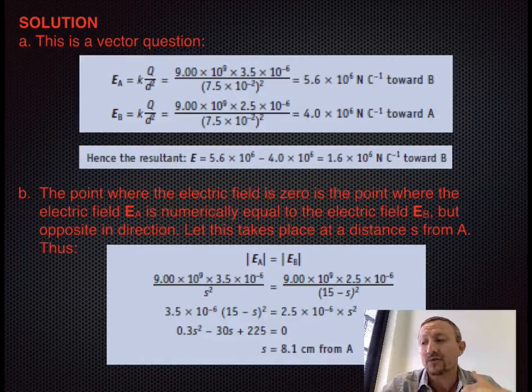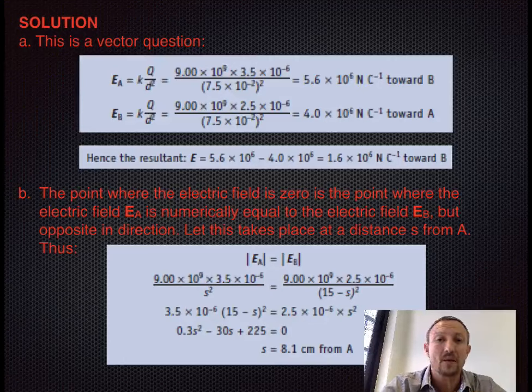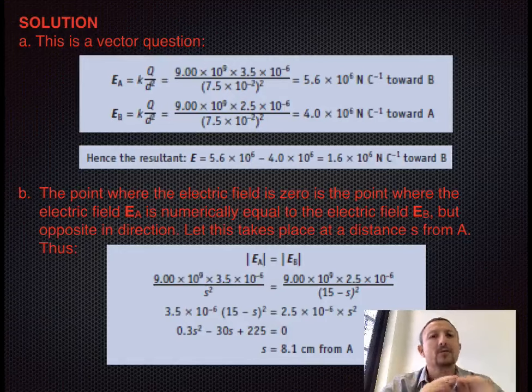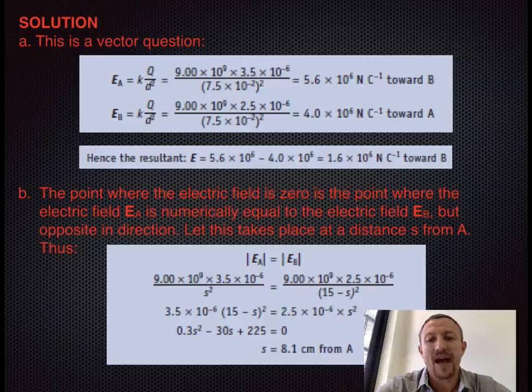So I've now got a quadratic. By using the quadratic formula, which is minus b plus or minus the square root of b squared minus 4ac all over 2a, I get two answers. One of the answers is 91, which is way out, so I can ignore that. So the s that's left over is 8.1 centimeters from A.